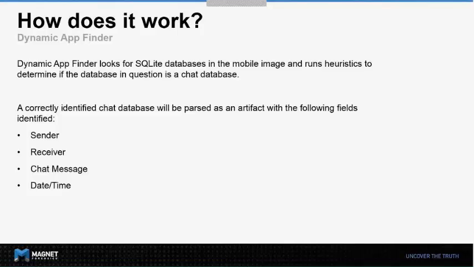So Dynamic App Finder works in this way. It looks for SQLite databases in the mobile image, and it runs heuristics to determine if the database it's looking at is a chat database. And if it determines that, yes, this looks like a chat database, it will try and parse these four fields: the sender, the receiver, the actual chat message, and the date time. And this has been proven to work in a few cases I've heard from customers where IEF didn't support a certain chat application, but they actually found important chat data about the exploitation of a child, and it proved to be very useful in their court case.